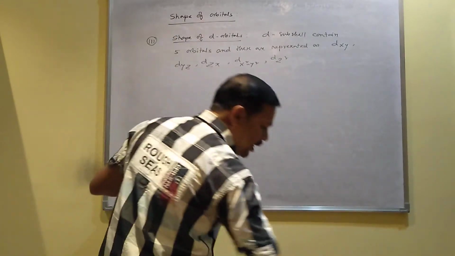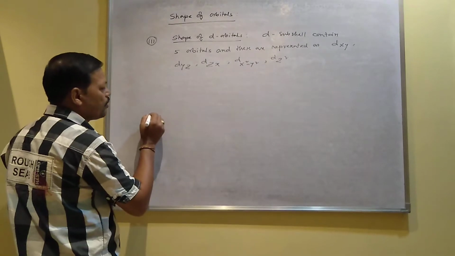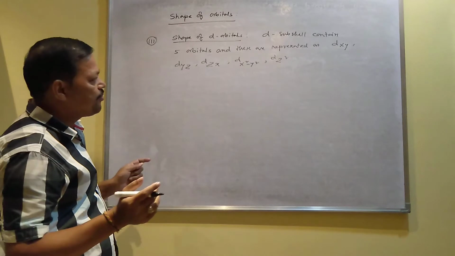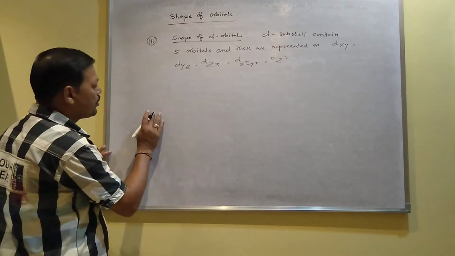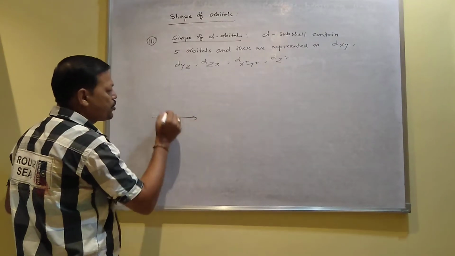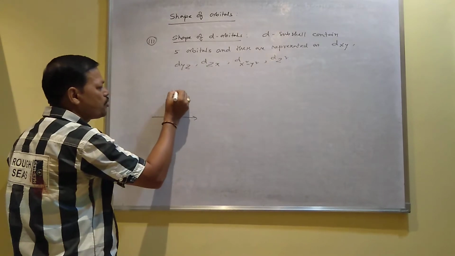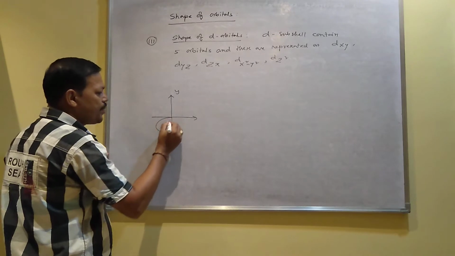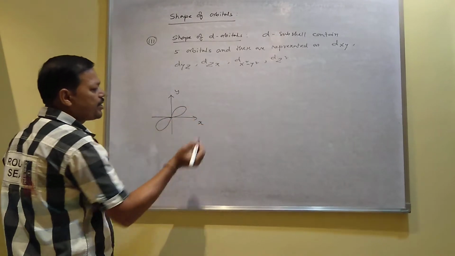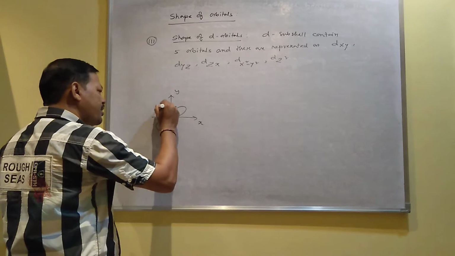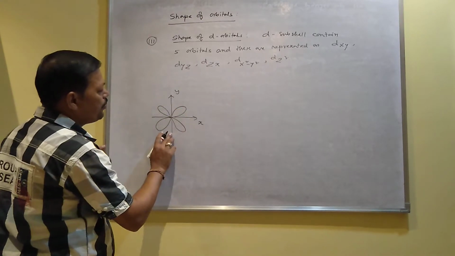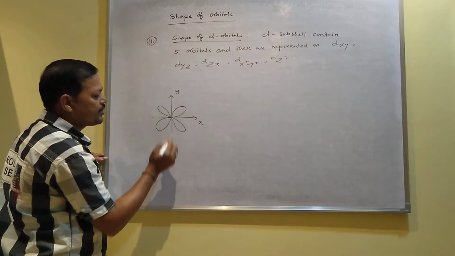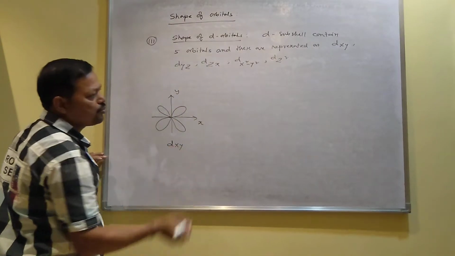Now I'll give you the shape. The shape of d orbital is also dumbbell type, but it contains double dumbbell. This is x-axis, suppose, and we consider this one as y-axis. This is one dumbbell which is present in between x and y-axis, and this is another dumbbell which is present in between x and y-axis. Since the dumbbells are present between x and y-axis, that's why its name is dxy.